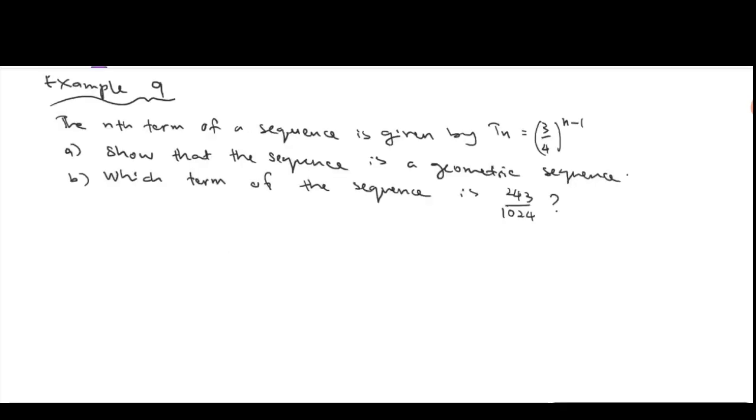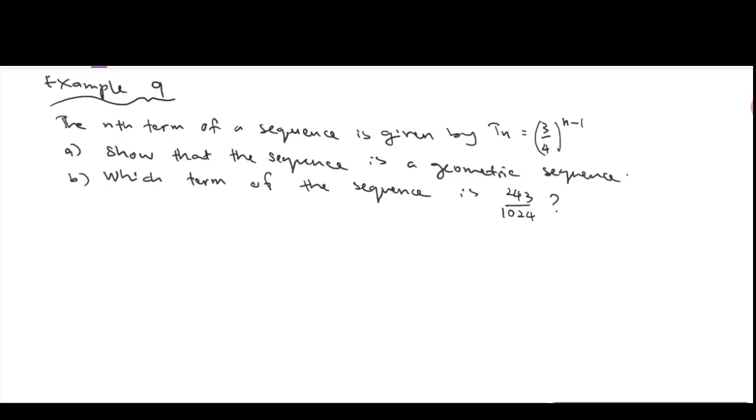Example 9. The nth term of a sequence is given by t sub n equal to 3 over 4 raised to the power of n minus 1. A. Show that the sequence is a geometric sequence, and B. Which term of the sequence is 243 over 1024.